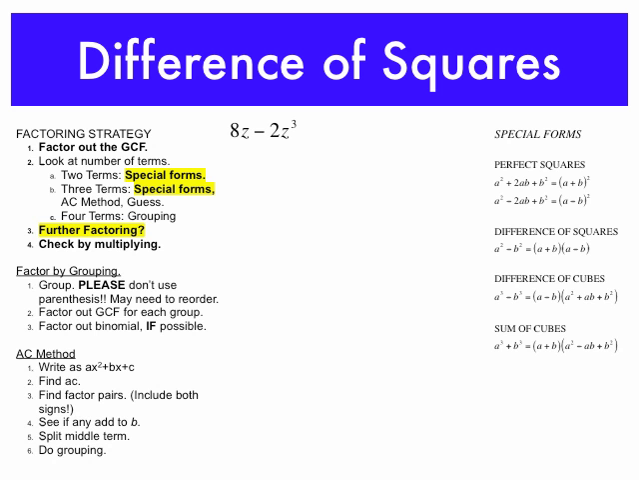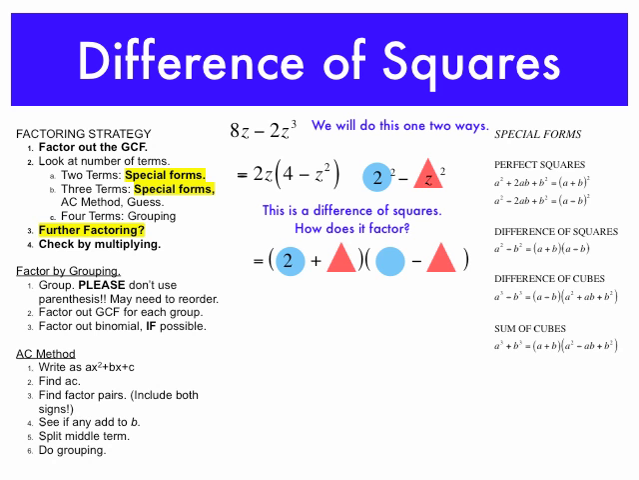Okay, this next one, 8z minus 2z cubed. Now we've gotten a little bit lazy. What do you always have to do first before you start factoring? Look for a greatest common factor. So if we pull out the 2z, we'll have 4 minus z squared. Okay, that's a difference of squares. So it's 2 plus z and 2 minus z. Then I'd want to put my greatest common factor out front. 2z times 2 plus z and 2 minus z.